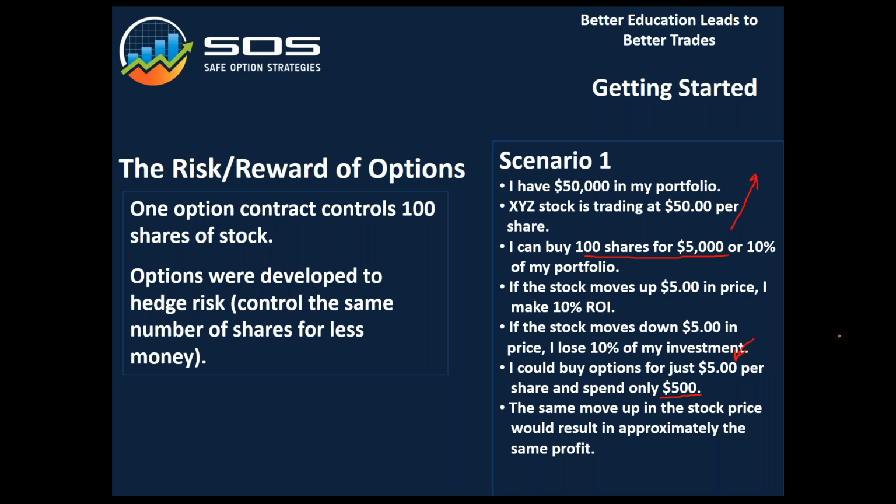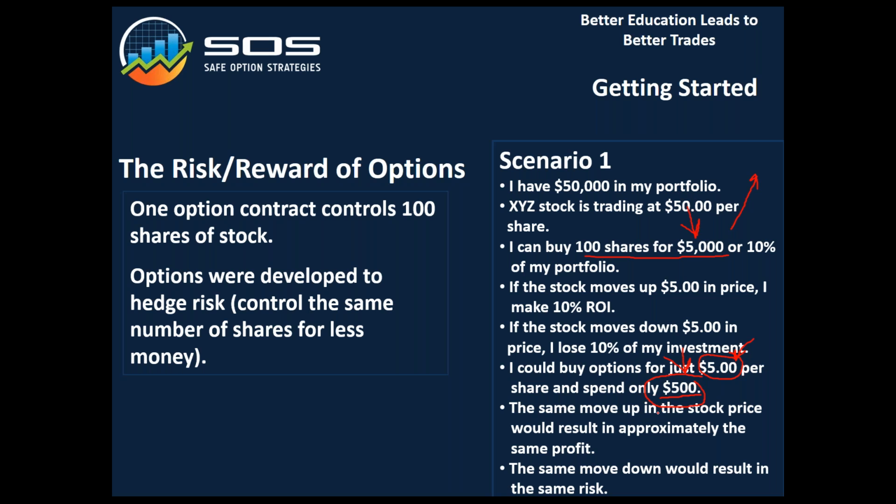Because you paid for the option contract, that's like your interest on your mortgage. So the stock could go up $5. You're not going to make quite $5 because you've got to subtract out of it the interest you're paying, or in this case, the price of the option, the price to be in that contract. Now, the same move down would result in approximately the same risk. But wouldn't you rather have only $500 at risk than $5,000?